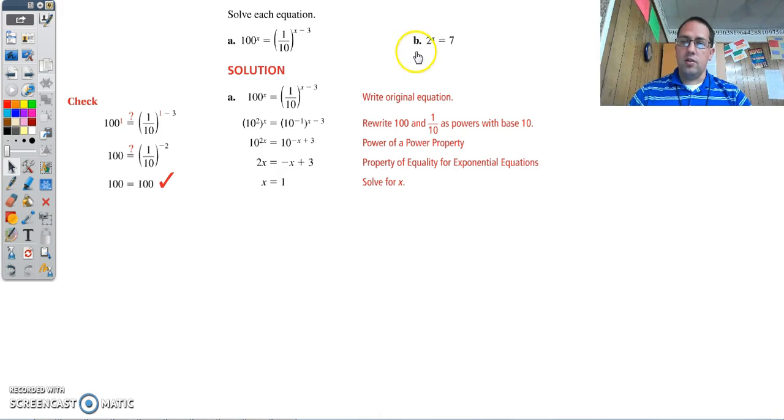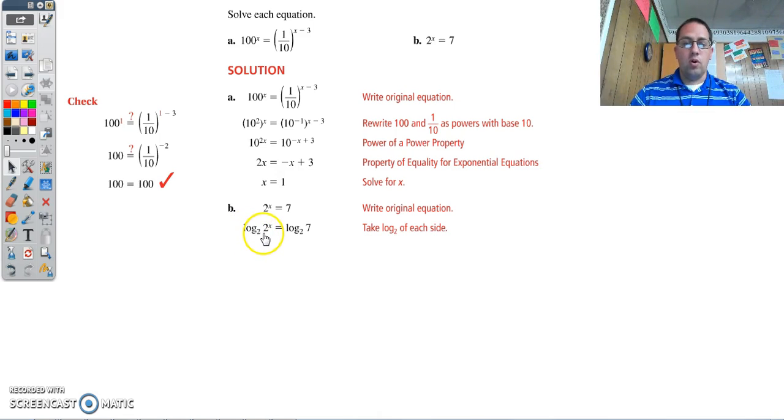Now let's take a look at B. Now on B, we don't have exponents on both sides of the equation, so this can actually be a little bit easier. It looks ugly at first, but it's going to be easier. So what we're going to do here, we have to get this x by itself. We have to get it out of the exponent position because we can't really do anything with it there. So what we're going to do is, since this is the exponent, the opposite of raising something to a power is to take the logarithm of it.